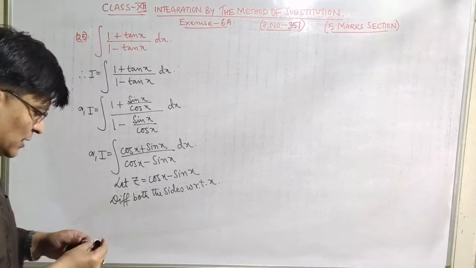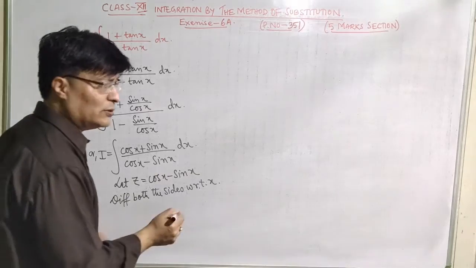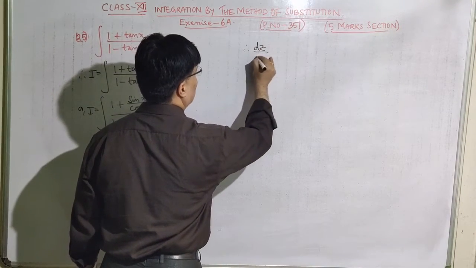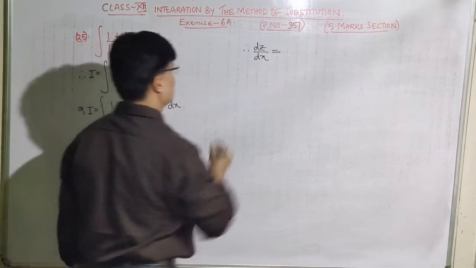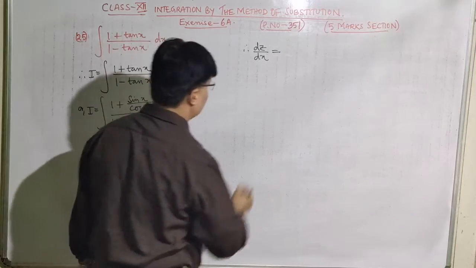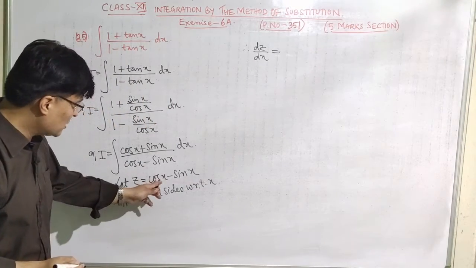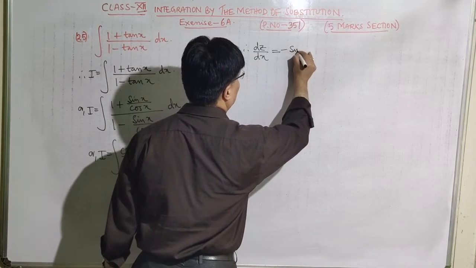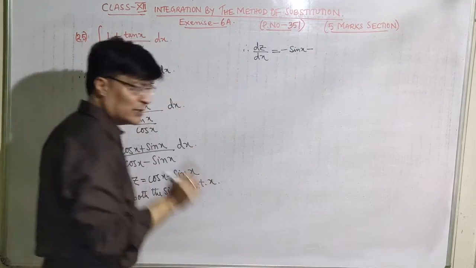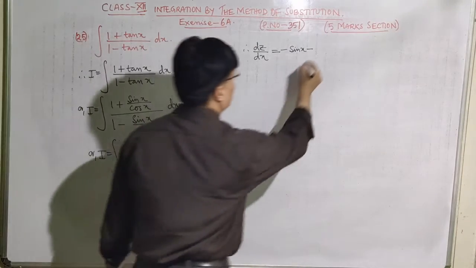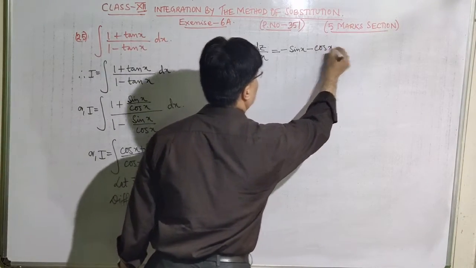So differentiating both the sides with respect to x. So what do we get? Therefore, dz by dx is equal to, what is the differentiation of cos x? Minus sin x. Let us write here minus sin x. And there is minus sign is there. What is the differentiation of sin x? Cos x. So it is cos x.